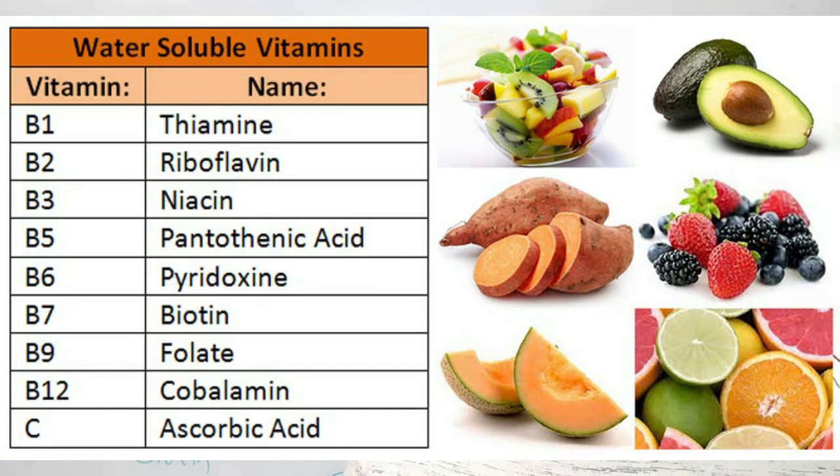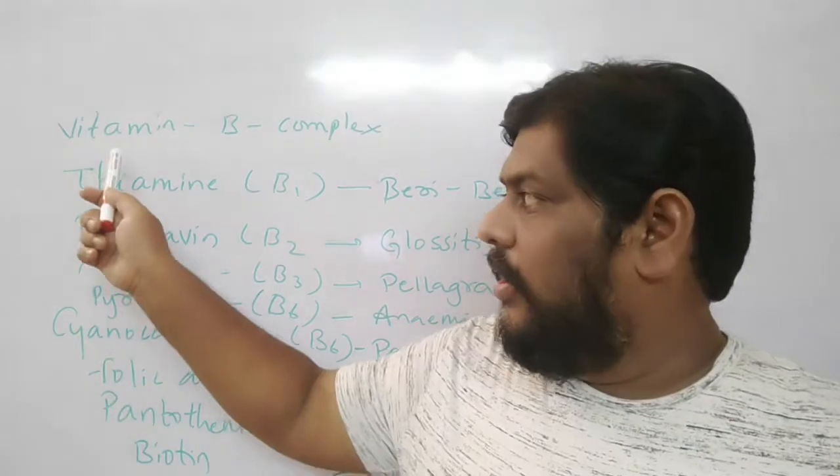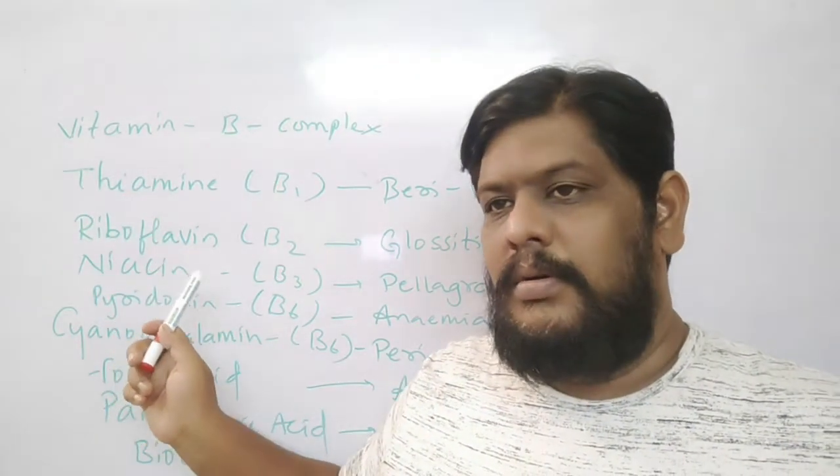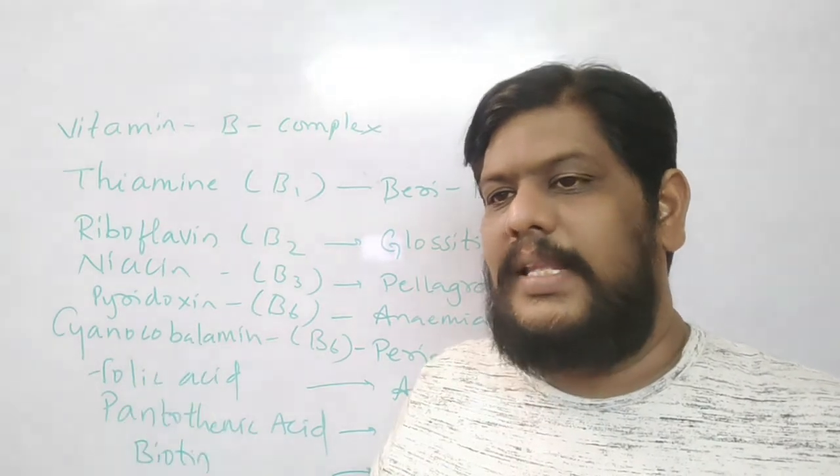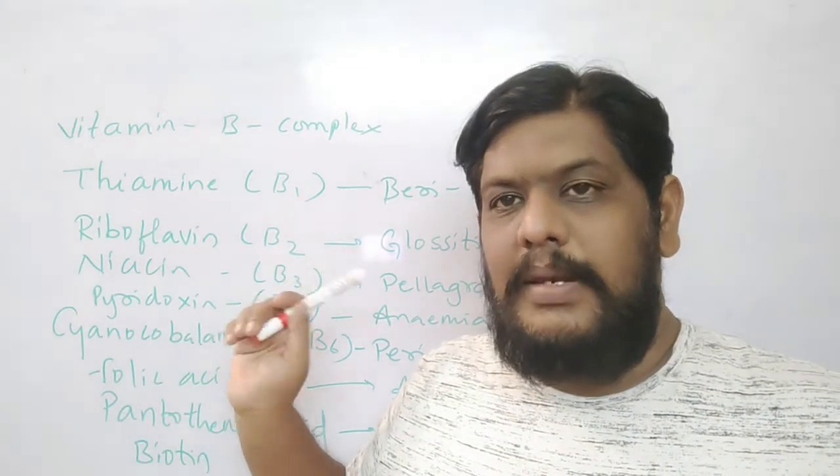It is called B complex because there are different kinds of vitamins in it. You can see all the vitamins here: thiamine, riboflavin, niacin, pyridoxine, cyanocobalamin, folic acid, pantothenic acid and biotin. So these are the different vitamins of B. That's why all together we call it B vitamin. So all these, 1, 2, 3, 4, 5, 6, 7, 8, come under vitamin B complex.